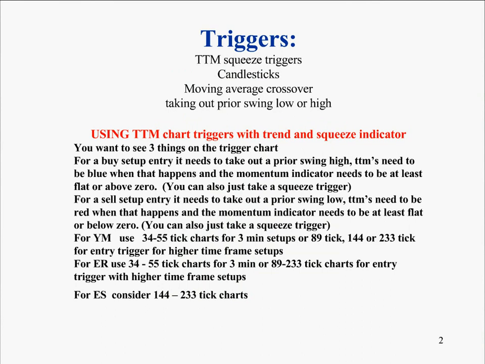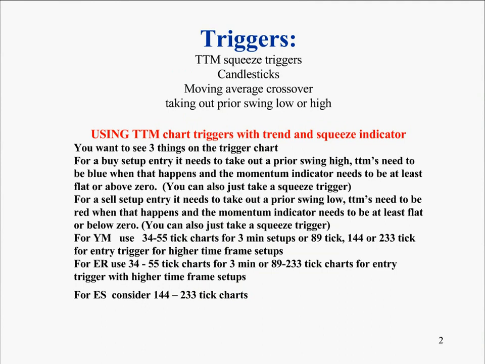Okay, there are a lot of different types of triggers. I'm just going to show you a few different ones, and also my favorites. One, I use the TTM squeeze trigger. I imagine that some of you are familiar with that one. There are some people who will just use candlestick patterns for entries. Some people will use something as simple as a moving average crossover, or taking out a prior swing low or high. That's about all that you need to signal a potential reversal against one of the trade setups.